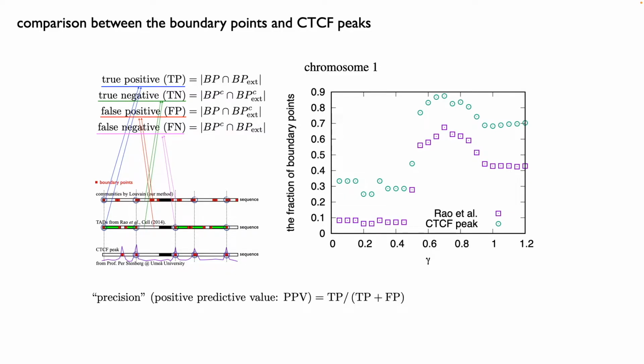Depending on the resolution parameter, gamma here, the overlap between the community boundaries and the CTCF enrichment changes. As you can see here, for chromosome 1, around a gamma value of 0.7, the overlap between the community boundary points and both the CTCF enrichments and the TAD boundary points reported in the Cell paper becomes maximum, measured by this precision value.